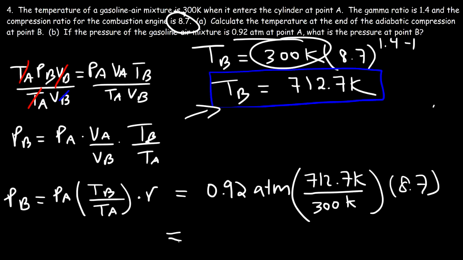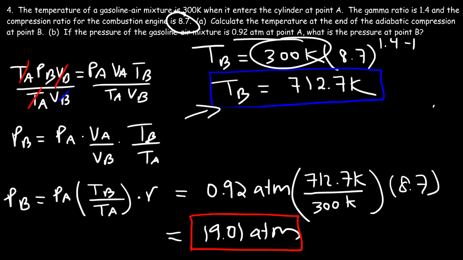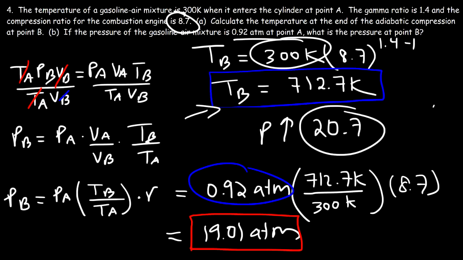So the pressure increases greatly during a compression stroke. It's 19.01 atm. As you can see, it's a lot higher than what it was before. So if we take 19.01 and divide it by 0.92, the pressure increases by a factor of 20.7. So during a compression stroke, the pressure greatly increases. The temperature increases slightly. It did a little bit more than double, but the pressure greatly increased during this compression stroke.